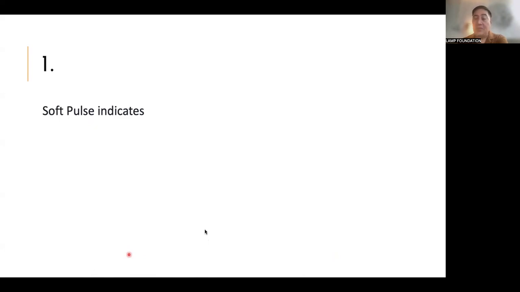Okay, so we have the result of spleen deficiency, which is dampness. Right? So you can have a soft pulse in dampness. Okay? So dampness or deficiency of qi, blood, and yin.